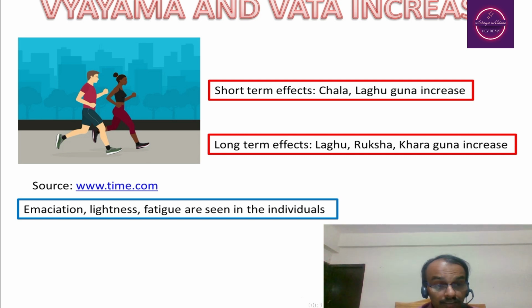As far as the clinical features are concerned, we are able to see emaciation and lightness of the body. The person will feel, I am feeling very light, and fatigue because of the excess amount of exercise. If the person is not taking adequate nutrients, fatigue will be there. This is about the vyayama and vata increase.